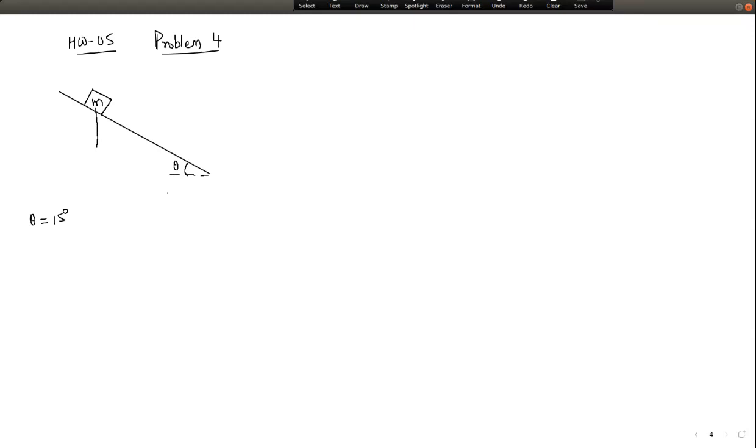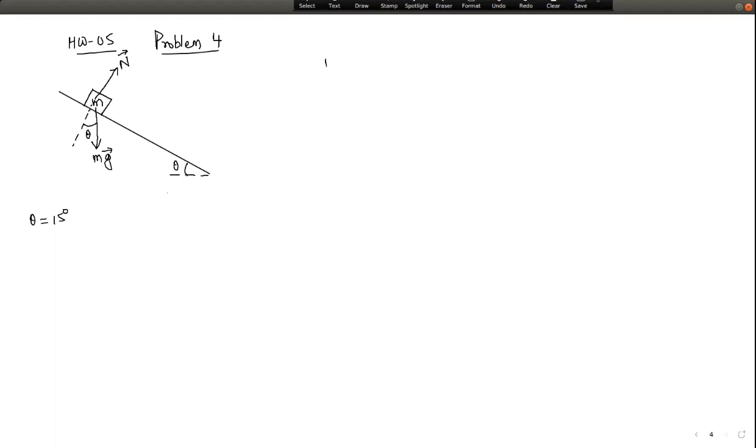We identify the forces acting on this. Firstly, that is a gravitational force acting vertically downwards. Normal force this time is normal to the surface. The surface is not horizontal, so the normal force will be making an angle with respect to the vertical. What is the angle it makes? If this is angle theta, that's angle theta. That's your two forces.